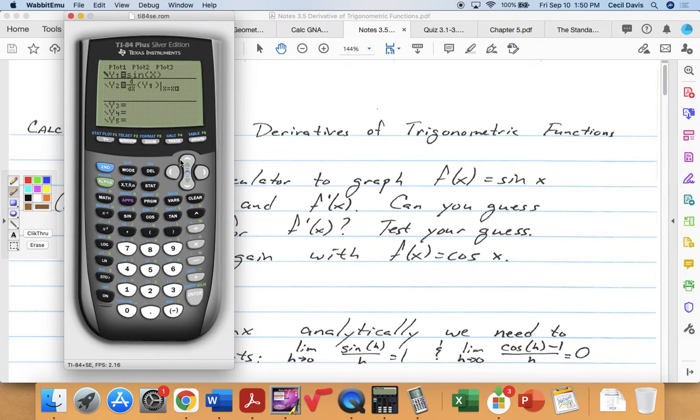Okay, because it's trig, I'm going to do a zoom trig. This morning's class was like, there's a zoom trig? It's like, yeah. So there's our graph of sine. And here is the derivative. Takes a lot longer because it's calculating.